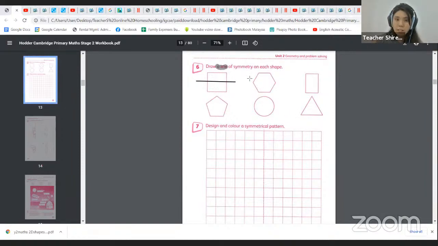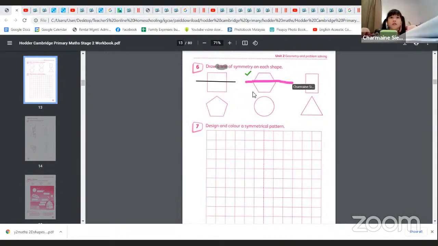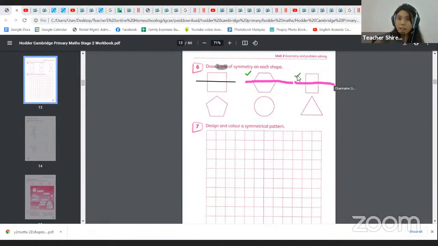Okay, Charmaine, can you cut a line of symmetry for the second one? Can you draw on the screen, please? Fantastic. Okay, then next is this. Okay, stop. Okay, Aiden, can you do this tree on the screen, please? Draw a line of symmetry, please. Aiden.